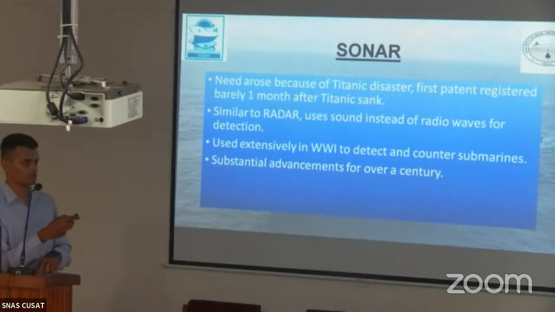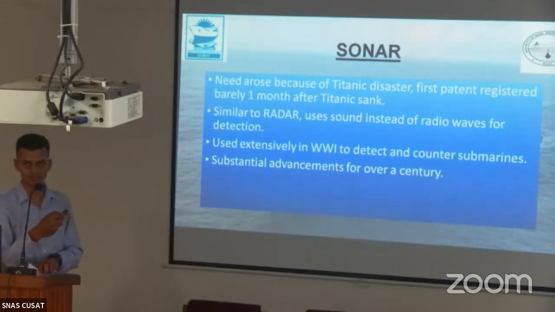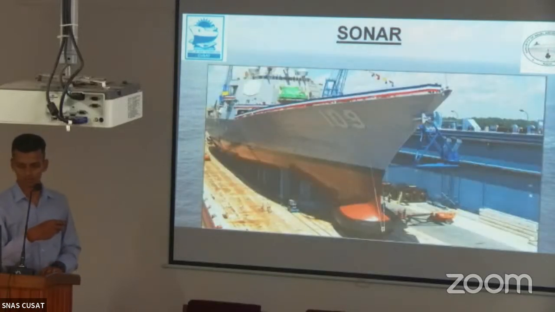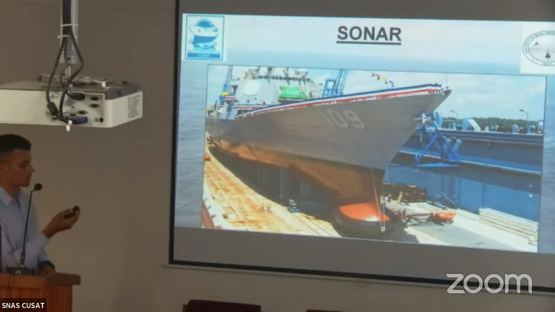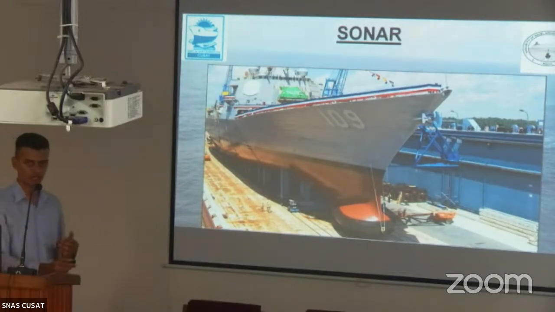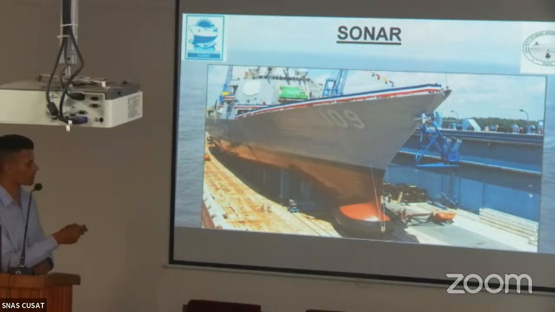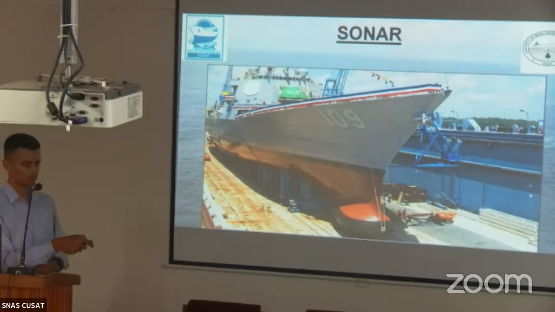It has been more than a century since the first use of sonar, and they have improved a lot over the last 100 years. Now sonars are of various types. You can have towed array sonars, you can have variable depth sonars, but the most common one, and the most relevant one to be considered during the design of a hull, is the bow mounted sonar. You can see a protruding structure in the bottom of this picture. At first view you might think this is a bulbous bow, but this is not a bulbous bow.